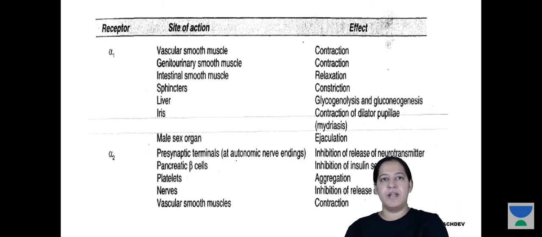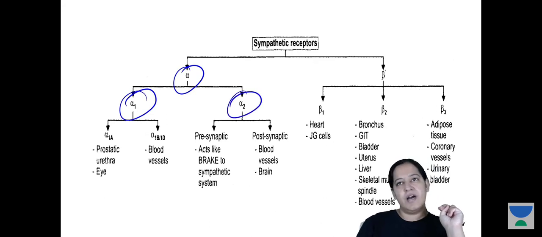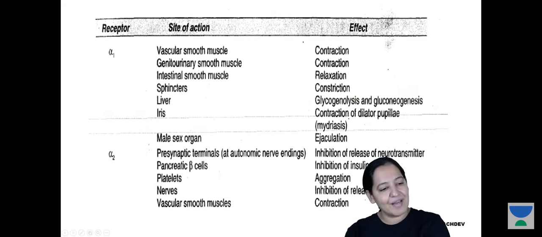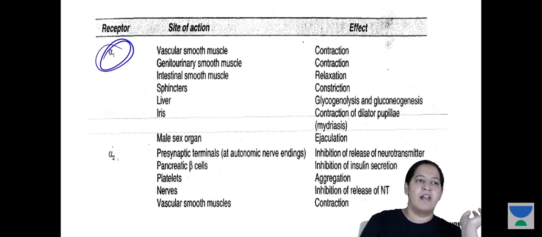Let me simplify it more. Alpha are of 2 types, alpha 1, alpha 2. Beta are of 3 types, beta 1, beta 2, beta 3. Okay, so let me move ahead. Give me a thumbs up if you got this concept. Let me start with alpha: alpha 1 and alpha 2. Give me a thumbs up.